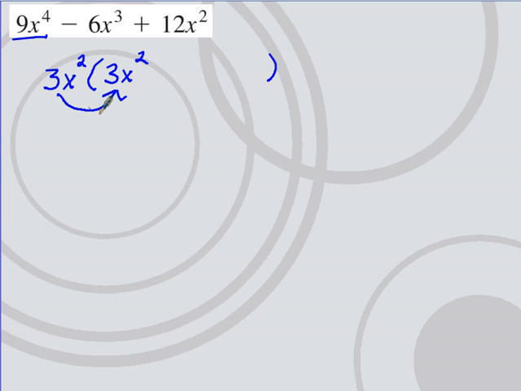Then we say 3x squared times what gives me negative 6x to the third? Help me with that part, Trevor. 3 times what gives me negative 6? Good, negative 2. And x squared times what gives you x to the third? Perfect. And then I'll do the last one. 3x squared times what gives me 12x squared would be simply 4. Don't put any more x's with it. If you put another x with it, all of a sudden it'd be x to the third or x to the fourth. So that's my first step. Always see if there's anything common that can be factored out. And for now, we'll stop there.